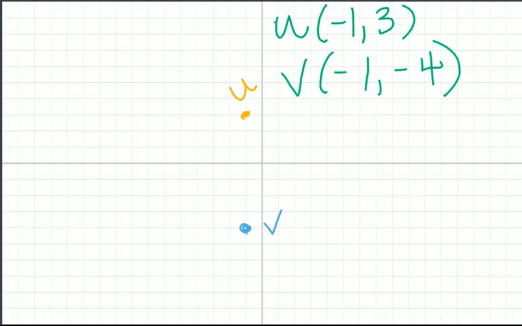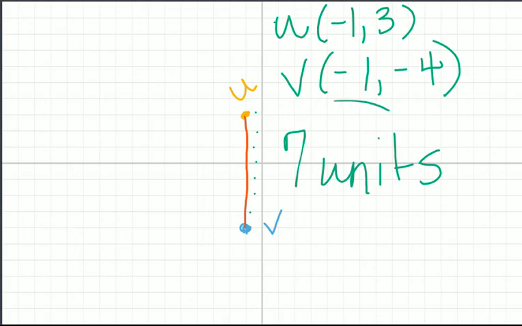Let's find the distance between these 2 points now. Remember, if it's on a coordinate plane, all you have to do is count the units of your line. So here's the line that it forms. Let's count the units. 1, 2, 3, 4, 5, 6, 7. 7 units. Distance between U and V is 7 units. We did it right when we did it without the coordinate plane.